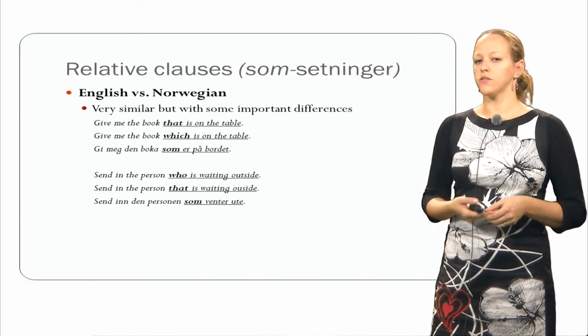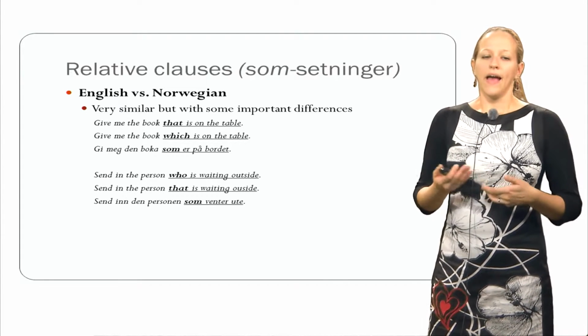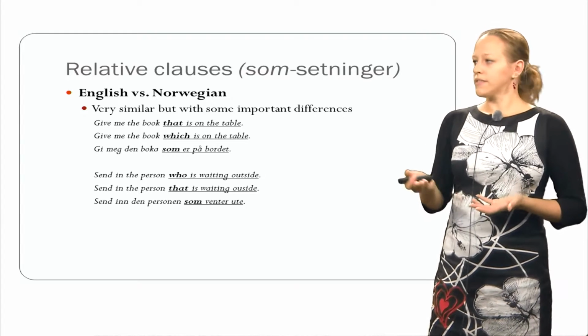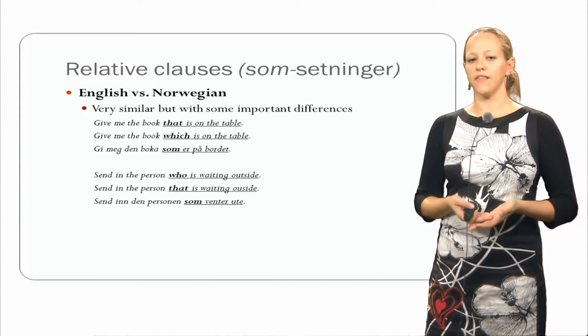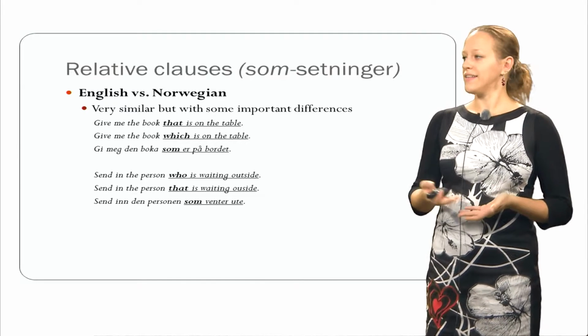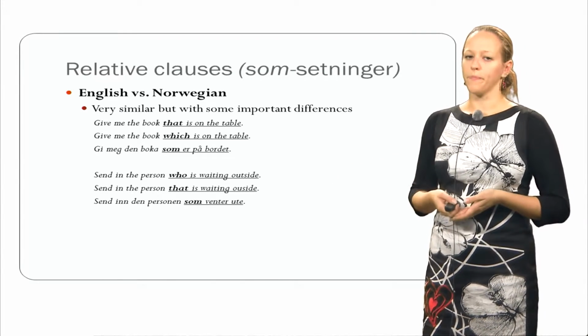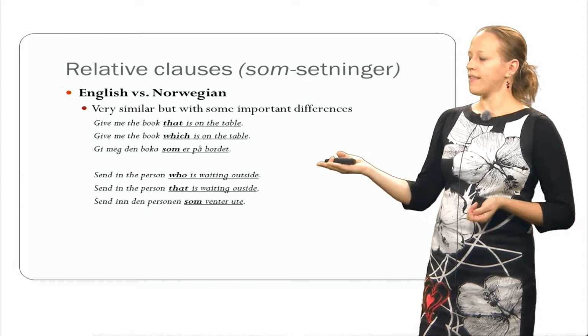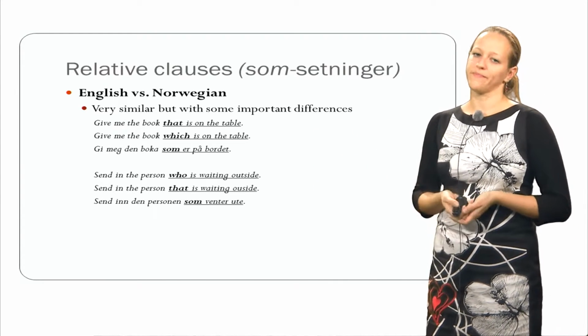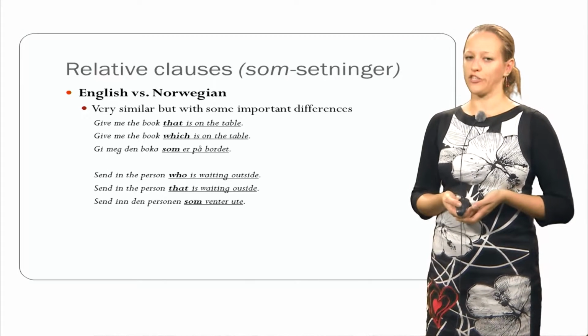Gi meg den boka som er på bordet. And if we move even further down, send in the person who is waiting outside, or send in the person that is waiting outside. These again translate just as som. So you can see that the Norwegian som can be translated as that, who, or which. And we need to know which one is which.